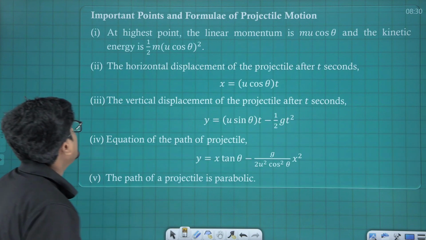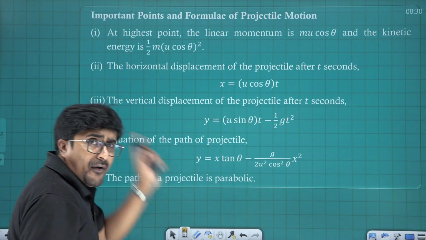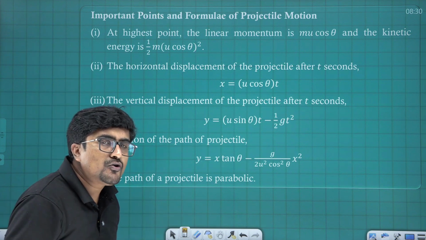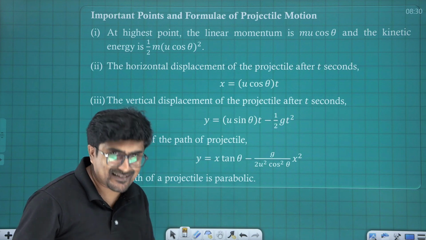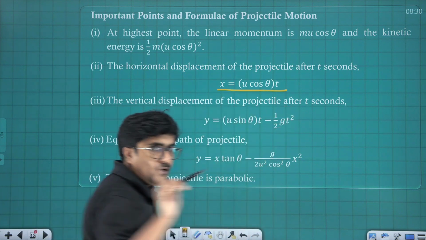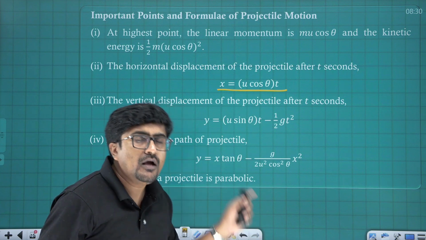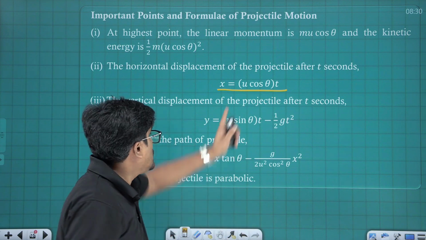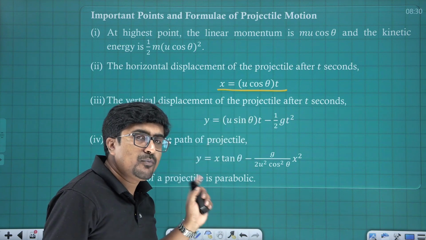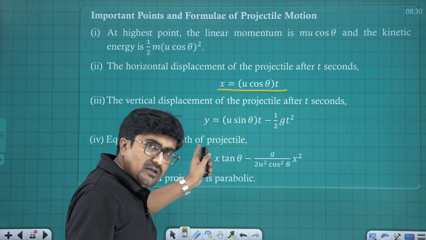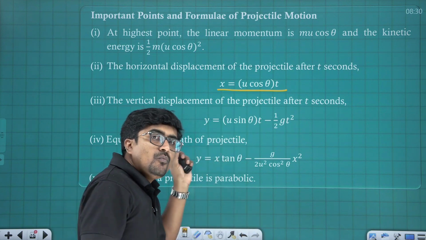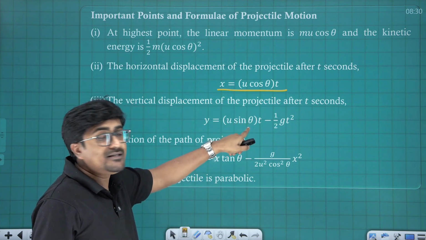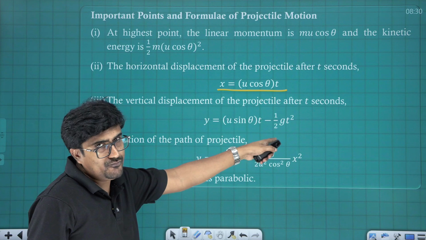The next one is some important points as well as formulas. At any time, I repeat, at any time, if you want to find out the position of the body along the x-axis, you may have it as u cos theta into t. I told you along the x-axis it is uniform motion. Velocity along the x-axis is always constant since there is no acceleration. That means it is u cos theta into t. And at any time, if you want to find out the position along the y-axis, you use the equation s is equal to ut plus half at squared, where s along the y-axis is taken as y. Initial velocity along the y-axis is u sin theta, time taken is t, acceleration is acting in the downward direction, so it is minus half of g t squared.